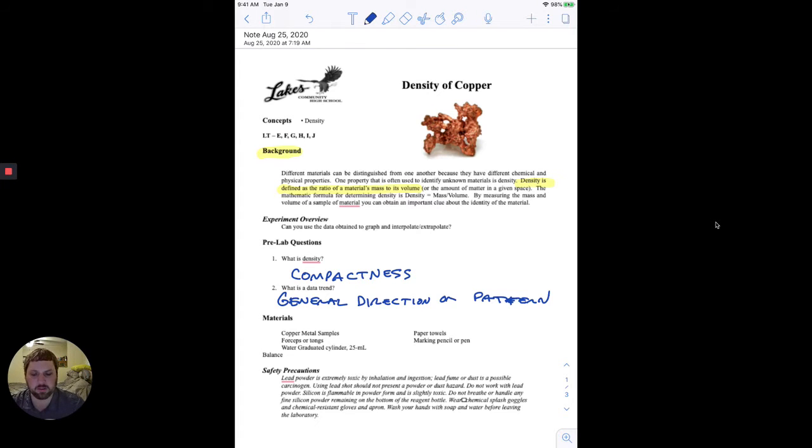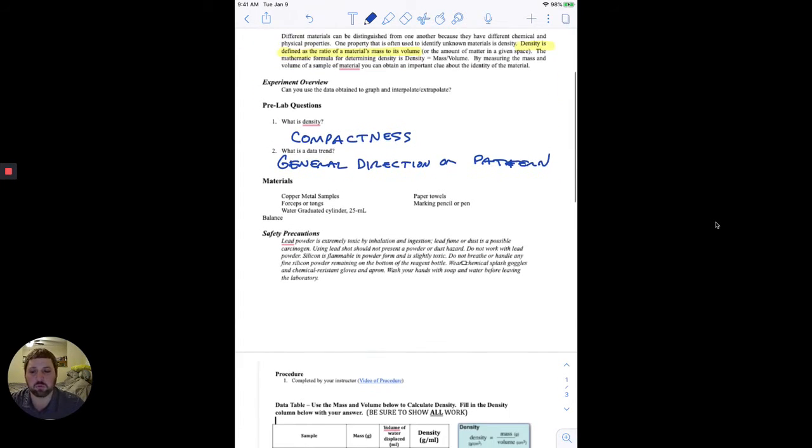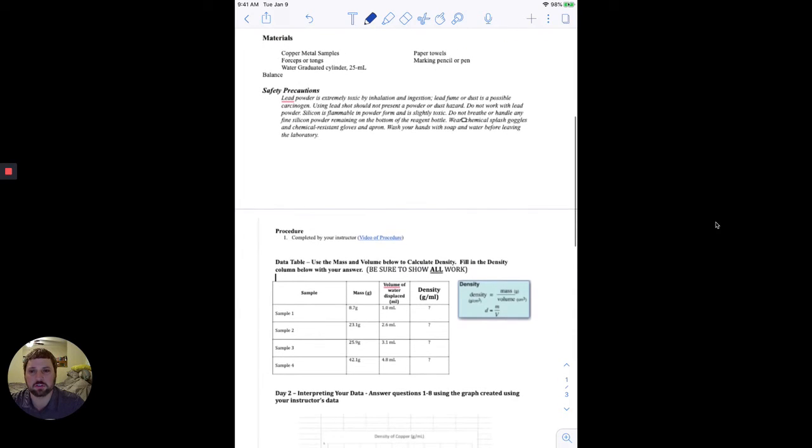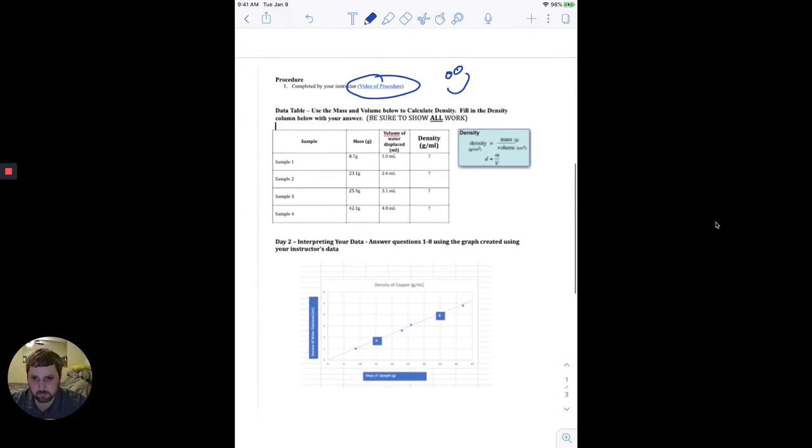So now that we've got the pre-lab out of the way, let's work through the actual procedure. Typically we would do this in class, however, we're obviously not in class, so I have provided a video of the procedure that talks about safety precautions, that talks about materials, and most importantly, talks about how we're getting this data. Okay, so be sure to watch that. If you have not, go ahead and watch that now.